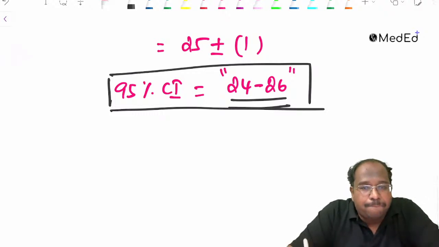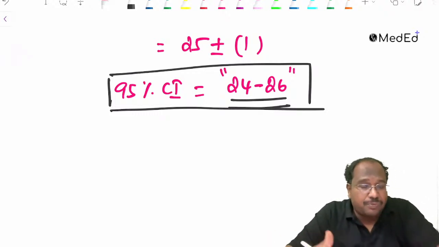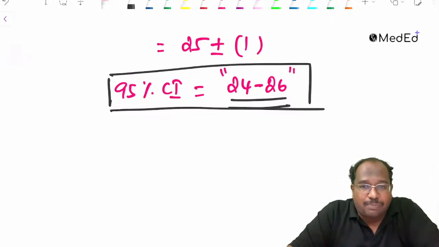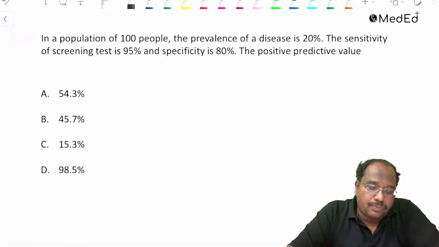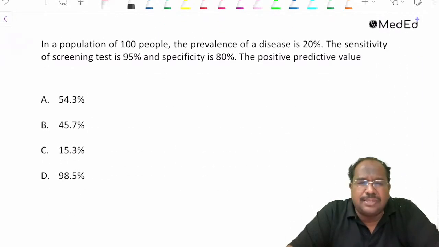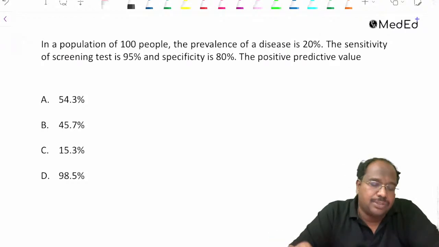So am I clear? Fine. If you have any doubts, you post it in the chat box. Next question. These have all been PYQs, previous INICET and probably some NEET exam questions.